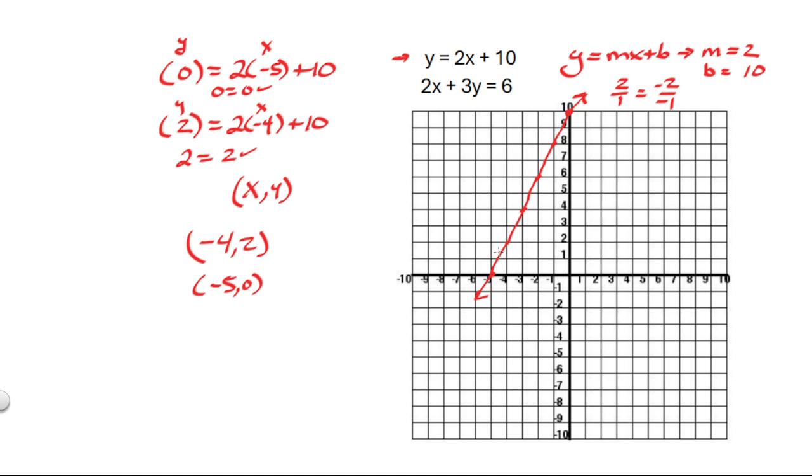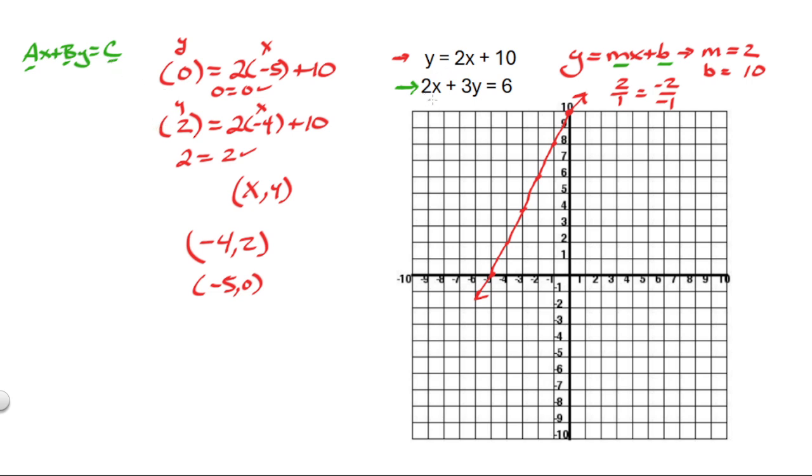Now I'll follow similar steps with this second line, which I'll do in green. Except this line is in standard form. That's ax plus by equals c. And unlike slope-intercept form, in which the m tells me slope and the b tells me the y-intercept, individually, a, b, and c, the values of those three variables, tell me nothing about the line.